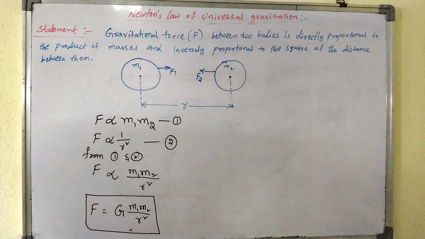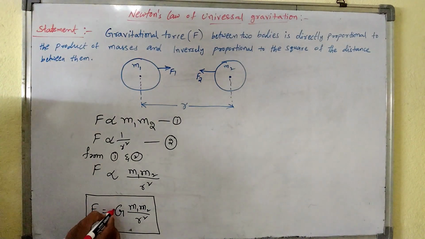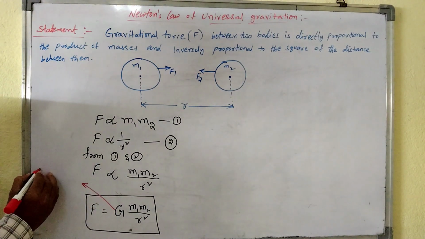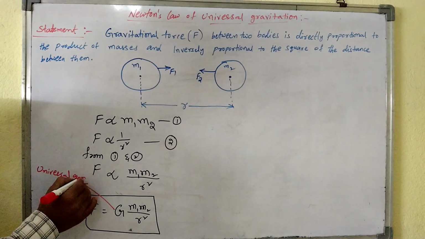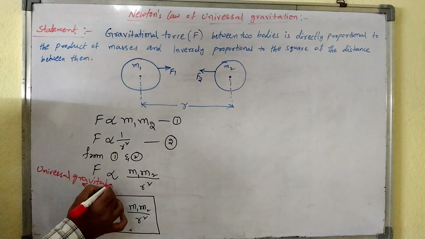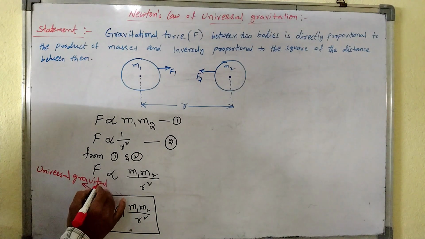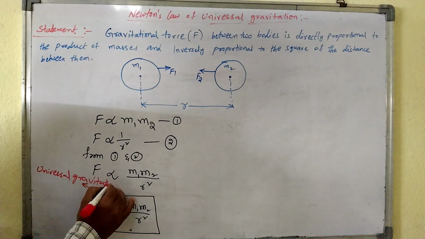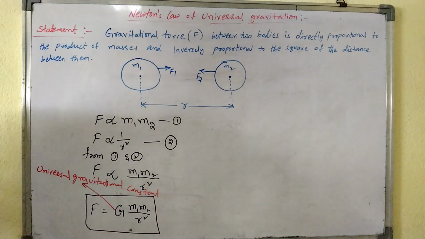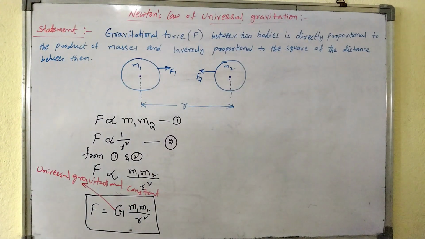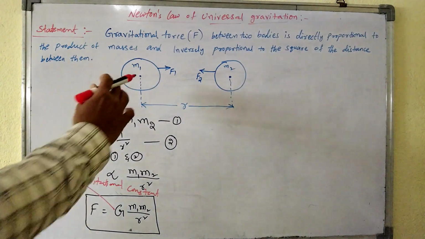Here F is the gravitational force and G is the universal gravitational constant. And m1 is the mass of the first body, m2 is the mass of the second body, and r is the distance between the two bodies.